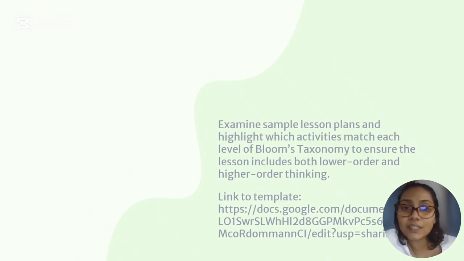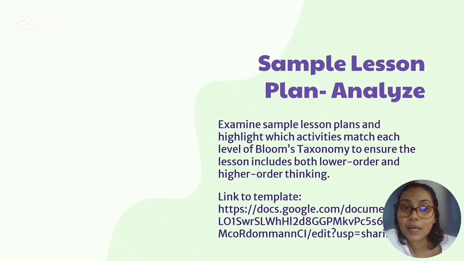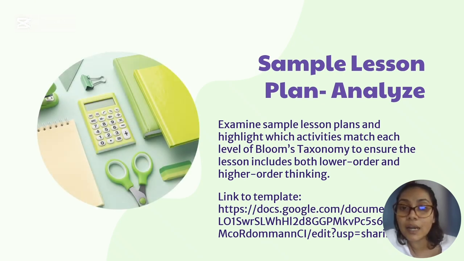To examine existing lesson plans, review each activity and determine which level of Bloom's taxonomy it matches. For example, activities that ask students to recall facts align with remember, tasks that have students explain ideas align with understand, and activities that require students to compare or break down information align with analyze. This process helps ensure the lesson includes tasks from both lower order and higher order thinking skills.